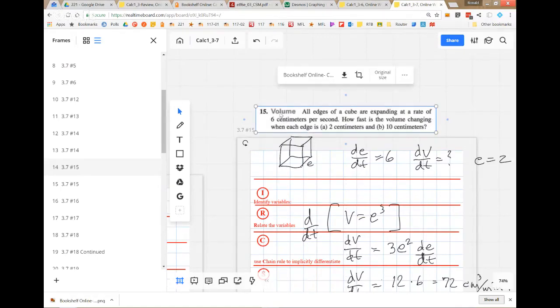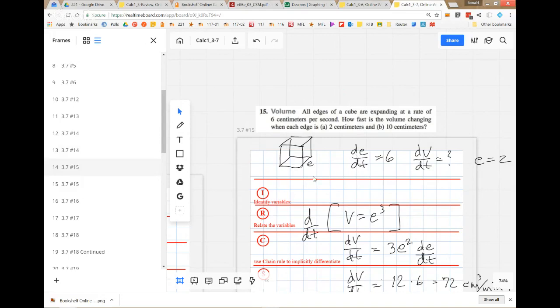Okay. Let me just lock that in place. All edges of a cube are expanding at the rate of 6 centimeters a second. So the edges, we'll call them E for edge, the edge of a cube, is expanding. So that means the rate of change of the edges with respect to time is 6. So dE/dt is 6. And you want to know how fast the volume is changing. So that's dV/dt. That's what we're trying to find. And then we'll do the first part when each edge is 2. So we've also been given this E equals 2 here.